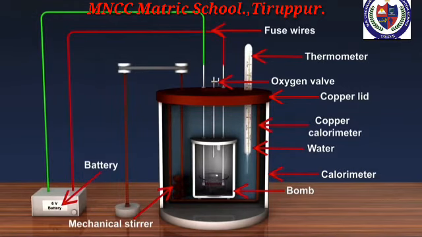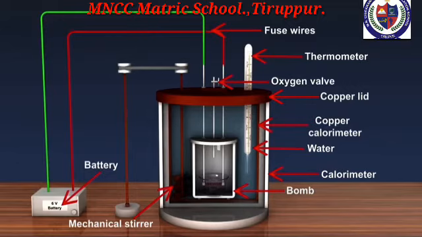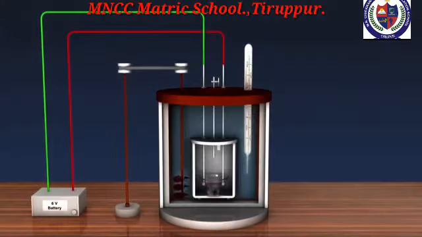A mechanical stirrer is placed at the opposite side of the thermometer. During this process, fuel of known quantity is placed inside the bomb and ignited. The bomb is filled with excess oxygen at 25 to 30 atmospheric pressure. The heat generated in the process is dissipated to the water present in the calorimeter chamber.